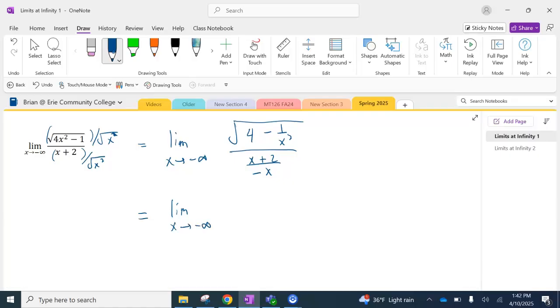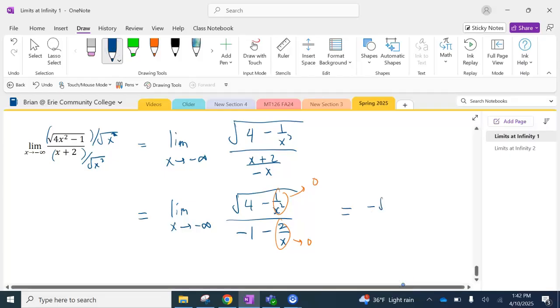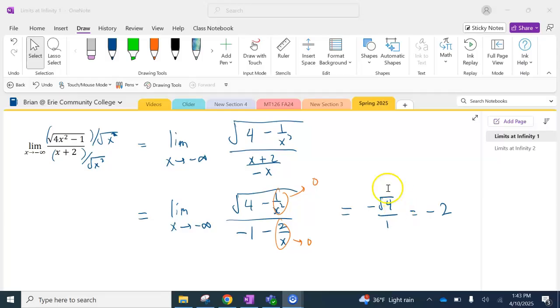And then, simplifying this one more time, we're going to get the limit as x approaches negative infinity of the square root of 4 minus 1 over x squared, all divided by negative 1 minus 2 over x. And like we've seen before, these terms are going to approach 0 as x approaches negative infinity, and therefore the overall limit in this case is going to be negative square root 4 over 1, which this time comes out to negative 2. Okay, so that takes care of that example.